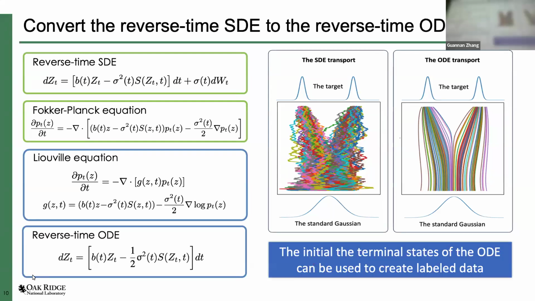And now it's simple. We can first generate a bunch of samples from the standard Gaussian. For each of them, we solve the backward ODE to get the initial state, and then we take the initial state and the terminal state and put them together as a pair of data. That's one pair of label data, and you can generate a lot of them.